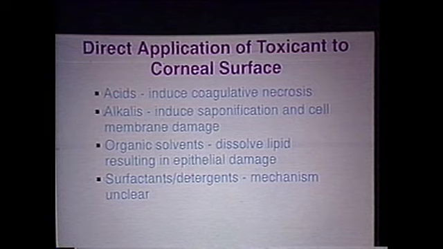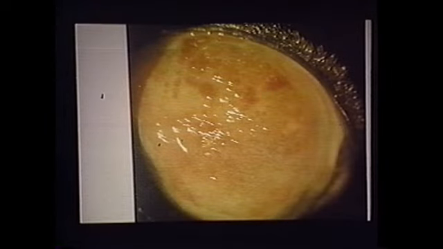In the case of organic solvents, there is a dissolving of the lipid resulting in epithelial damage, and of course surfactants may produce corneal damage, but the mechanism. This slide shows an example of a corneal toxicity caused by direct administration of a substance, and you can see here the severe changes that can take place as a result of this type of damage.